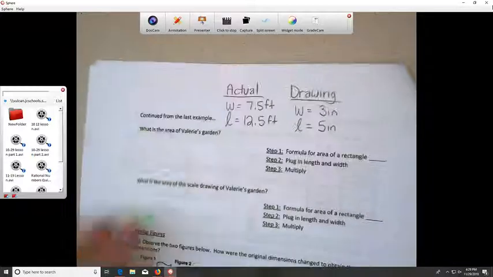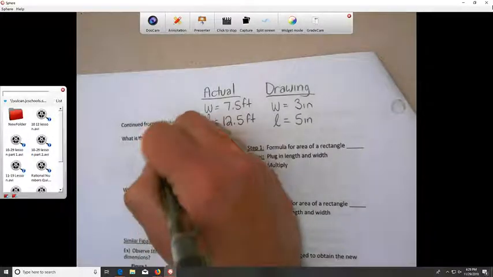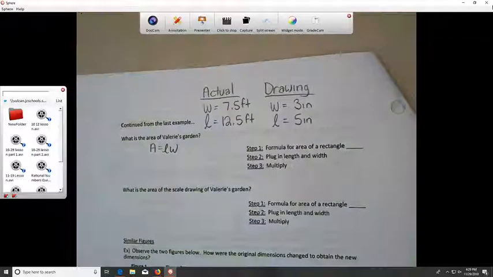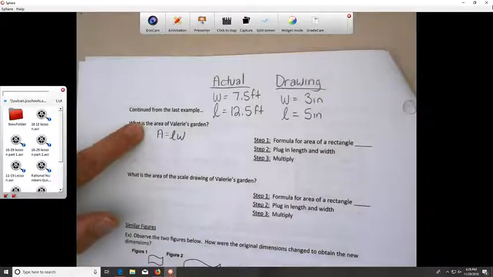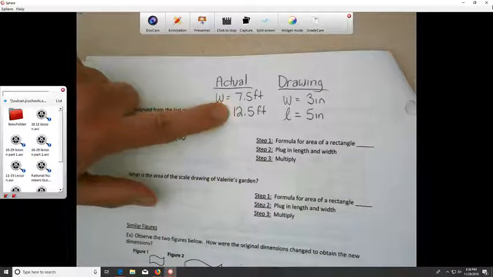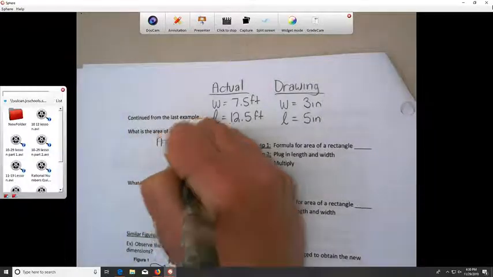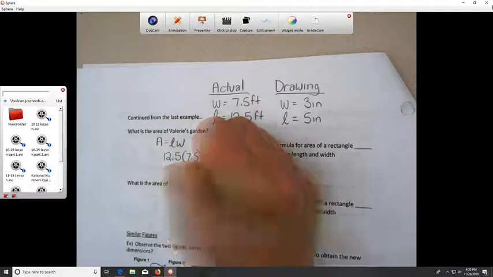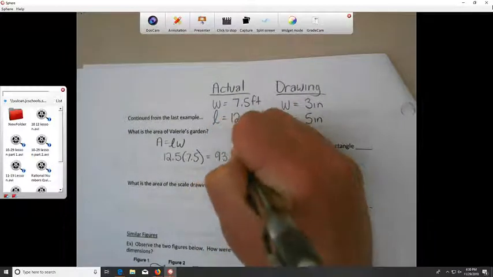So these two questions are talking about the area of the garden. And since the garden was a rectangle, we need to use the formula for area of a rectangle. So that's A equals LW, area equals length times width. So if we're talking about the actual garden here, then I want to use 12.5 for the length and 7.5 for the width. So I'm going to have 12.5 times 7.5, and if you multiply those, you should get 93.75 square feet.